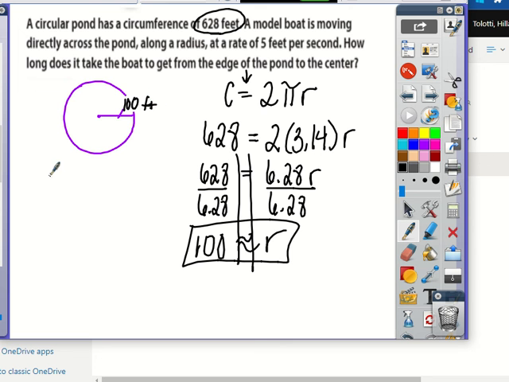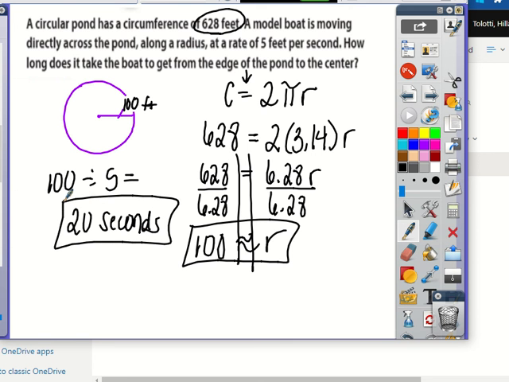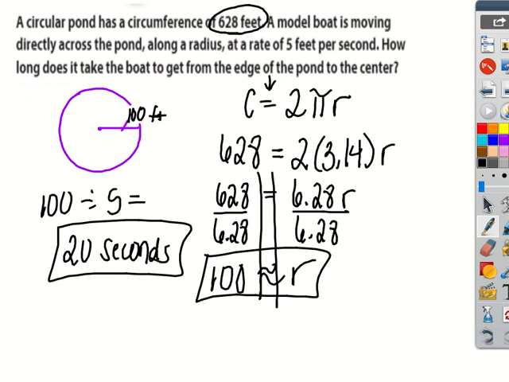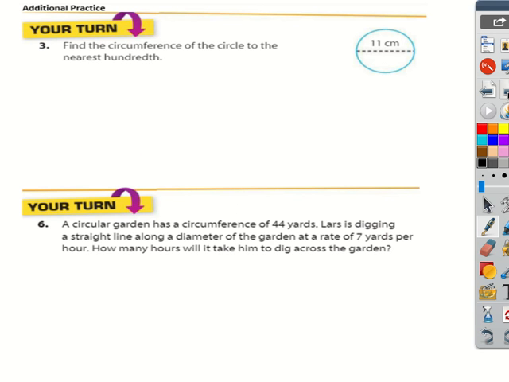Now when they go 100 feet and they're going at 5 feet per second, it's going to take them 20 seconds to cross half of the lake or pond, okay? Sorry, this got all sized out. So again, drawing the picture, labeling it, walking through, and every time you write this formula, being able to plug in the variables that are given to you will make your life a lot easier.